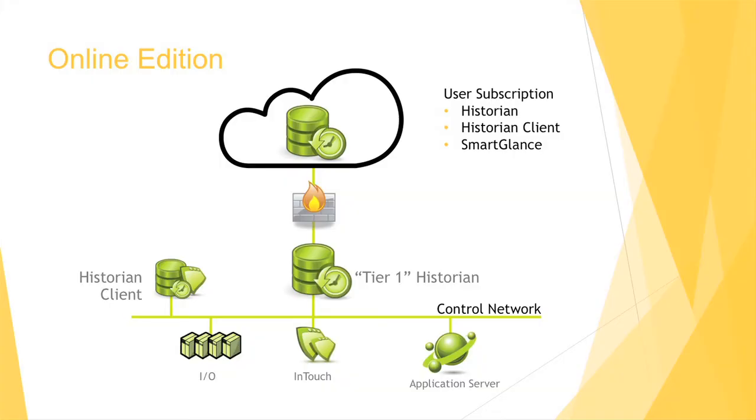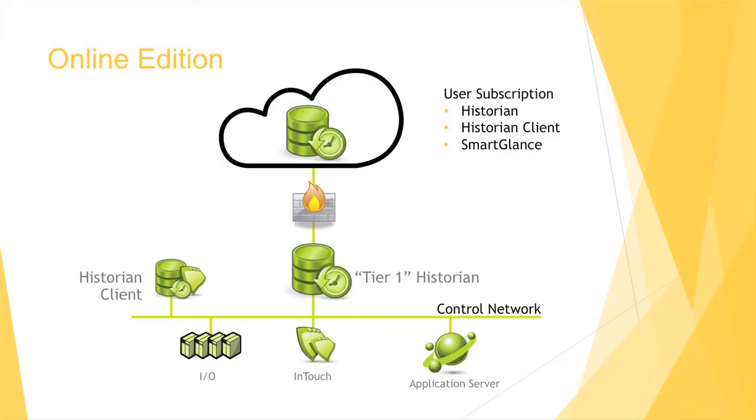Another addition is Historian in the cloud. They have an online edition of Historian. So this would be a Tier 2 database. You're not going to hook your PLC directly up to this Historian. It's meant to get data from Tier 1 Historians. And really, the use case is corporate reporting. You've got multiple plants and you want to report corporate-wide. So now you can have subscription-type reports, cloud-based.